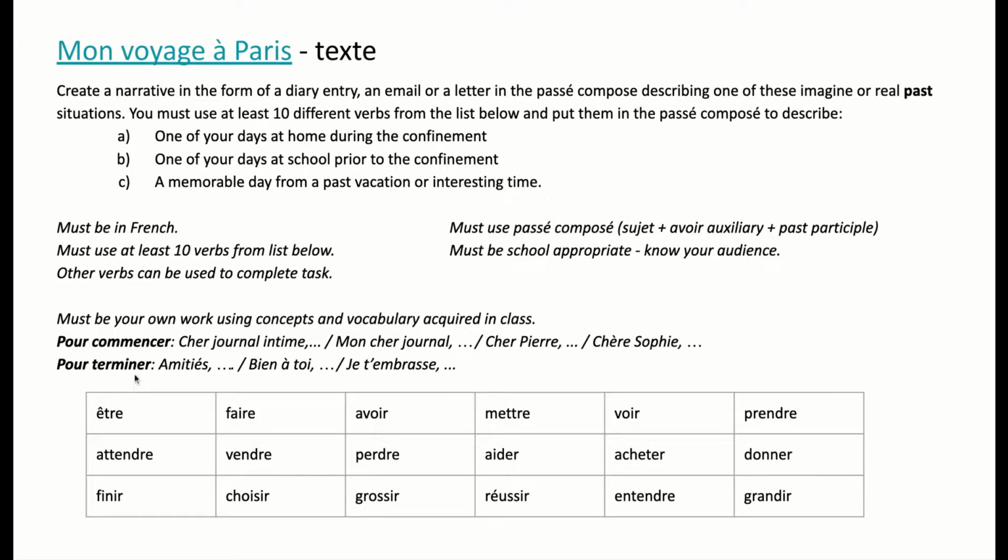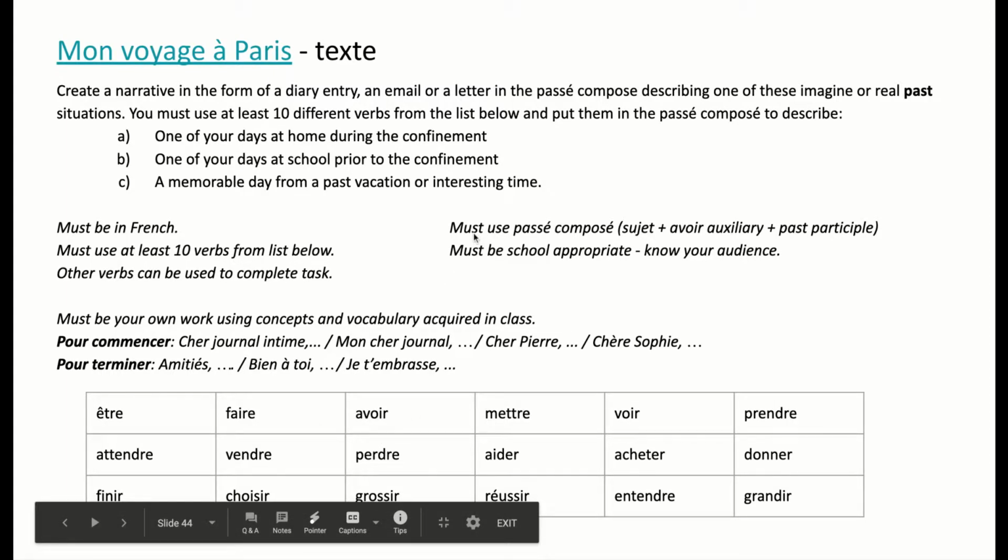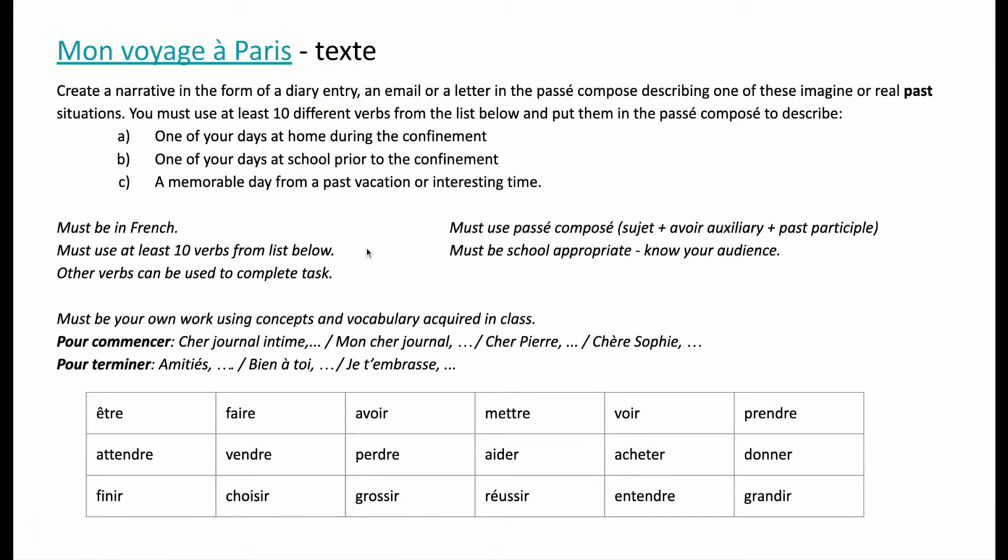Then to finish up, after you've written your 10 verbs describing your past situation, you're going to take these verbs here in the body of your email or journal entry. When you're all done, you're going to sign off. Amitié. Friendship, friends, amitié, and then sign your name. Bien à toi. Good wishes to you. Bien à toi. Je t'embrasse. It's kind of how French people would say love. I hug you. Je t'embrasse. So any of those would be okay to end your journal entry or your letter, but I need to see both of those.